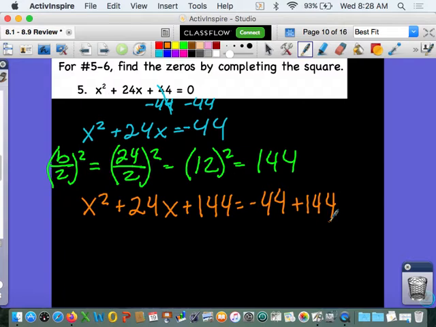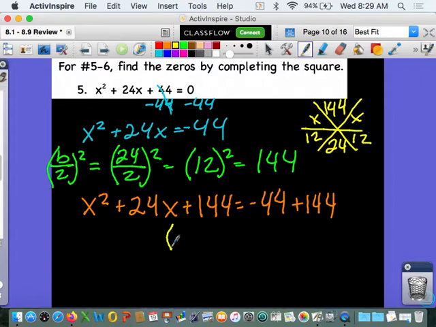Now what do I do? I have a trinomial here, so I'm going to factor. You can use your x method or your snowflake method. What goes on the top? Your 144. On the bottom is 24. Okay, so x. Your numbers on the sides are what? 12 and 12. So what are my binomials? x plus 12 squared equals negative 44 plus 144, which is 100.